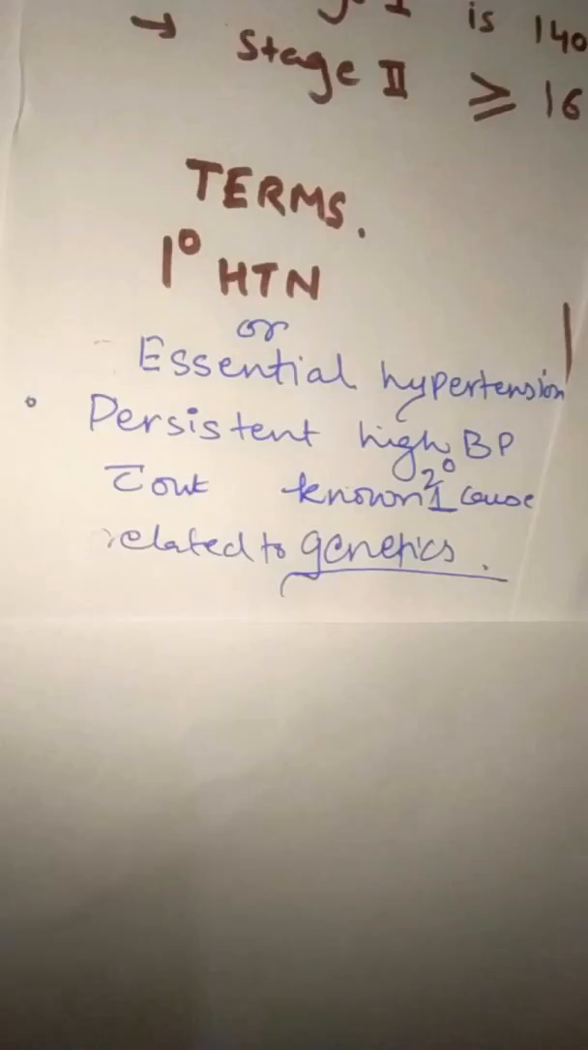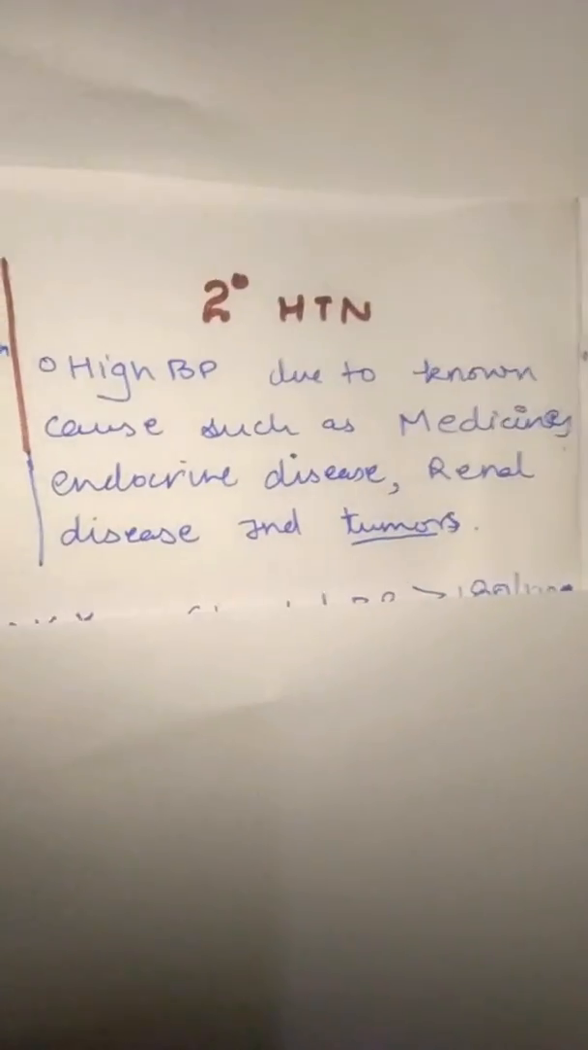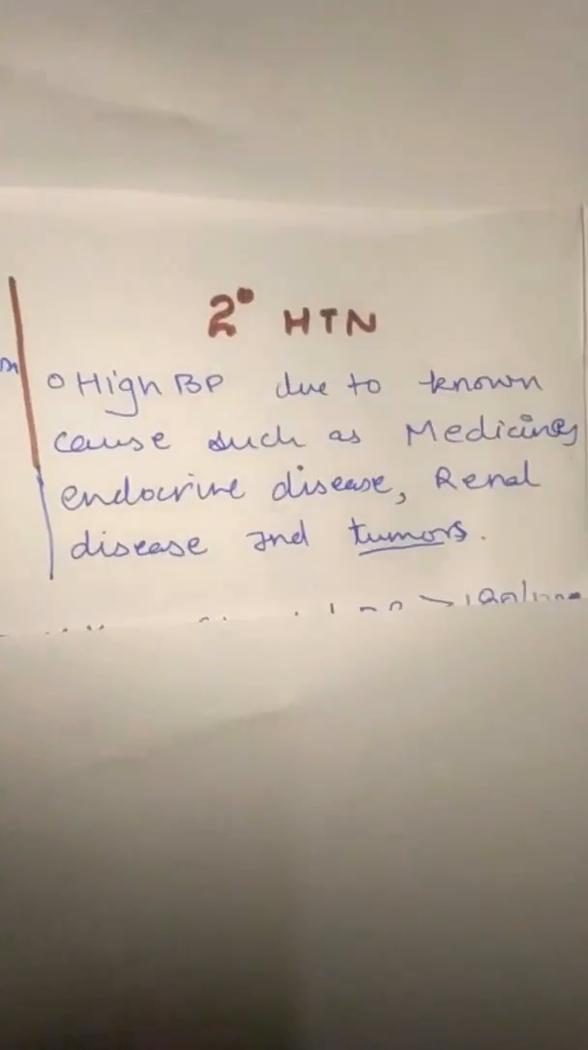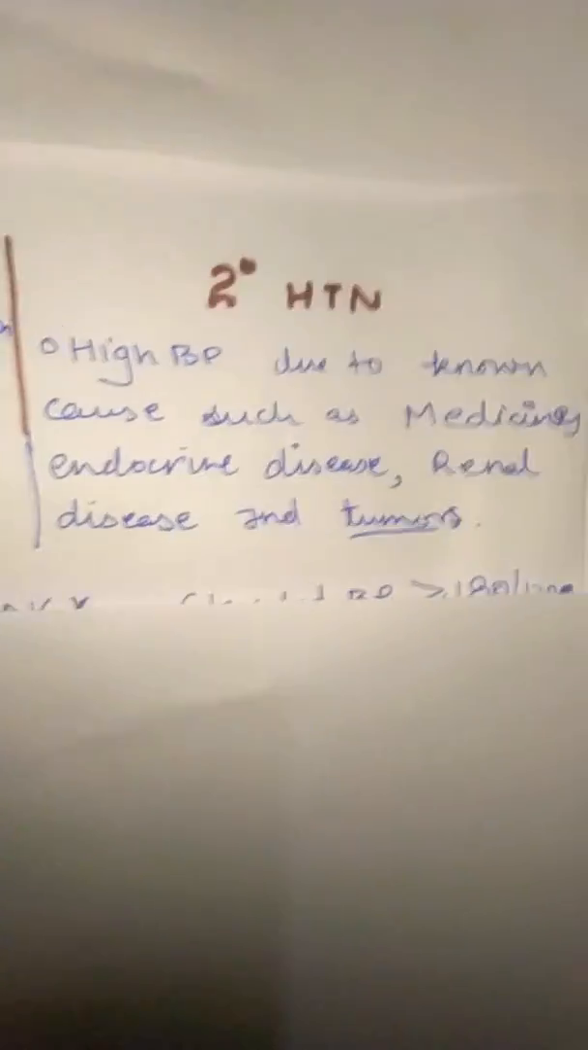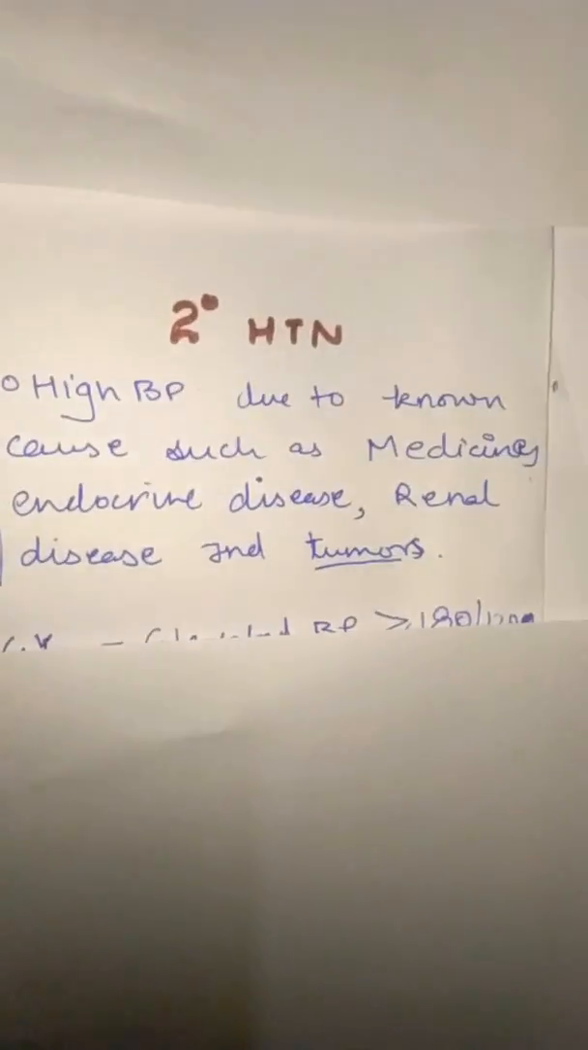Let us see a few other important terms such as primary hypertension. Primary hypertension is also known as essential hypertension. There is persistent high blood pressure without a secondary cause, and it is related to genetics. Secondary hypertension क्या होता है? It is high blood pressure due to a known cause such as medicines, endocrine disease, renal diseases and tumor.